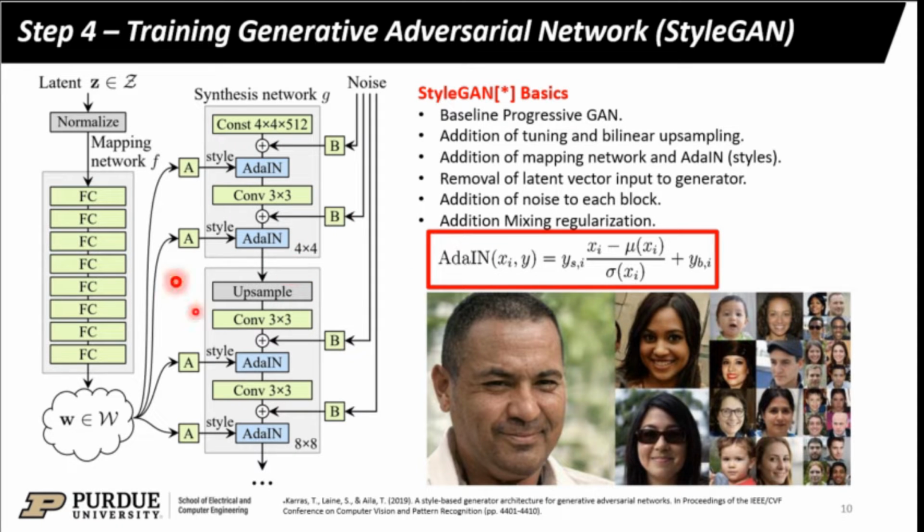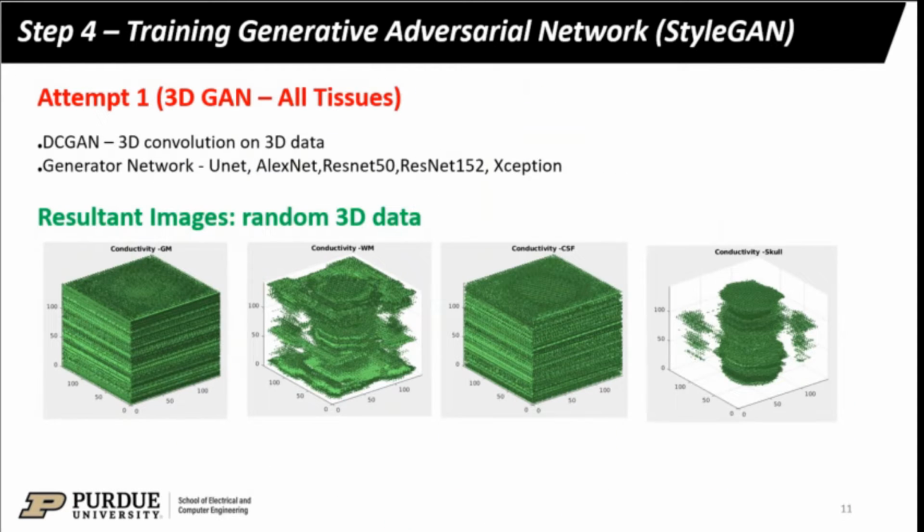We are focusing on StyleGANs. StyleGANs have become successful in recent years in generating 2D facial images. I'm not going into the details of StyleGAN architecture. However, if you are interested in StyleGAN, you can refer to this reference here. Let's see our project progression.